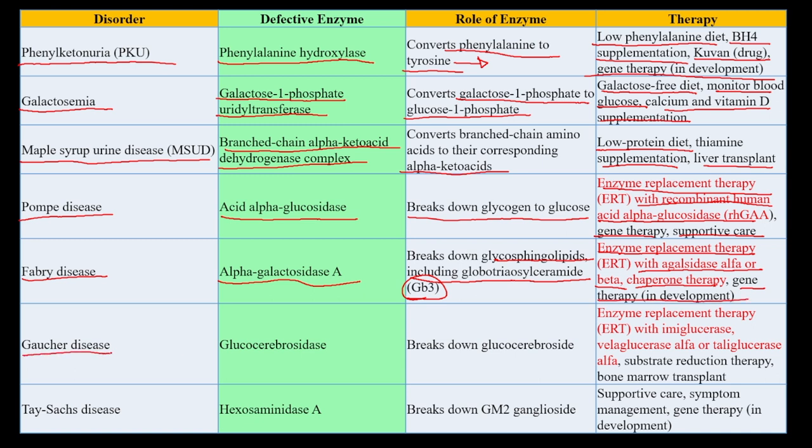Then we have Gaucher's disease. So in Gaucher's disease, the enzyme is called glucocerebrosidase, and it actually breaks down the glucocerebroside, right?